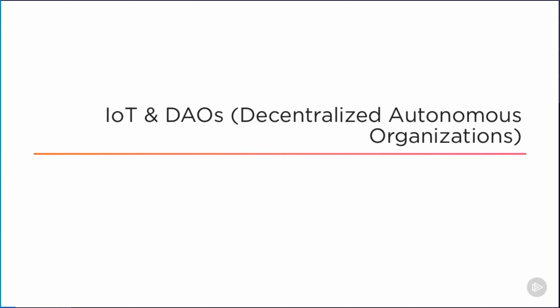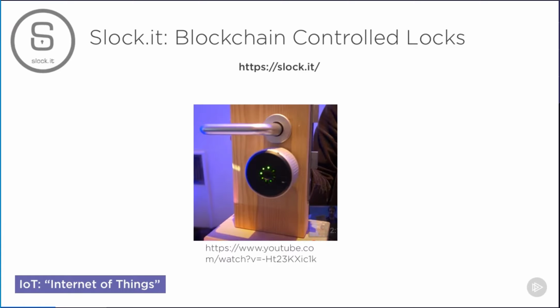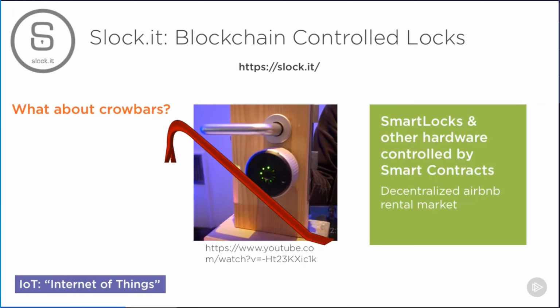Another company building on top of Ethereum that's received a lot of recent media is called Slockit. The company comes from the world of Internet of Things and plans to offer smart locks that are controlled by smart contracts. They hope to offer a decentralized version of Airbnb where anyone can rent cars or apartments trustlessly without any middlemen. Now, one question you may be asking is, what if somebody uses a crowbar to break into a door? It doesn't really matter what a smart contract thinks about permissions if someone uses physical force to bypass it.